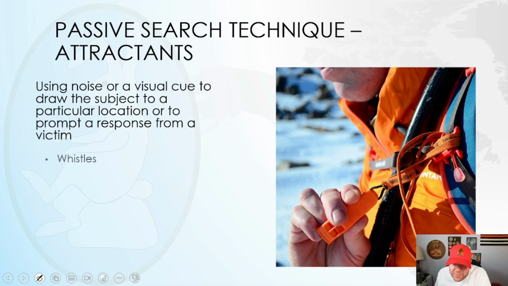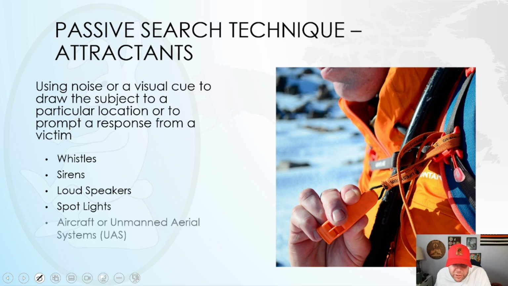Another passive technique would be an attractant. With an attractant, we're using noise or some kind of visual cue to draw the subject to a particular location or to prompt a response. So an attractant could be a whistle, or a siren. If we have some engines or units out there, we could make a sound with the sirens, and that could draw them in. Loudspeakers, spotlights, and drones are other ways we could attract somebody. They start seeing something in the air, and that may make them think that there's someone out there looking for them. They may move to a location where it's easier for them to be spotted.